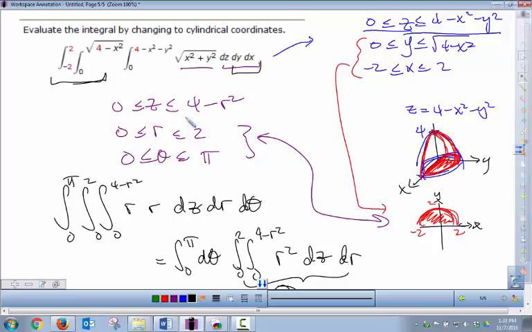All right. How about those intersecting cylinders?